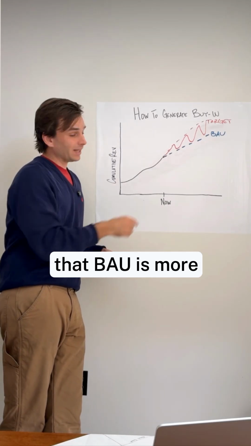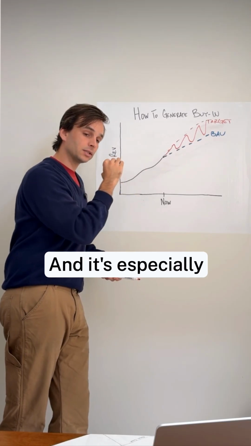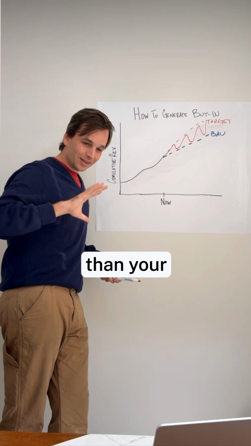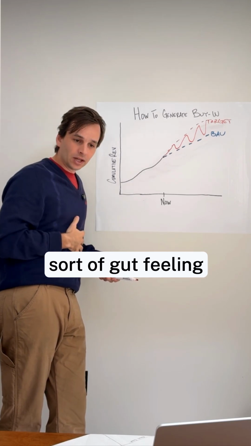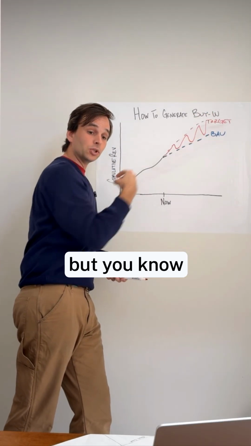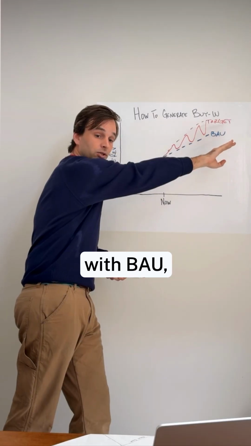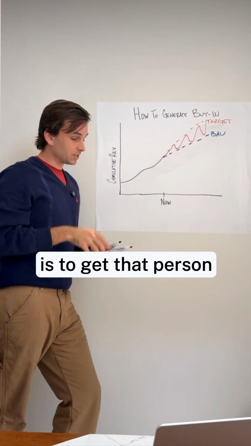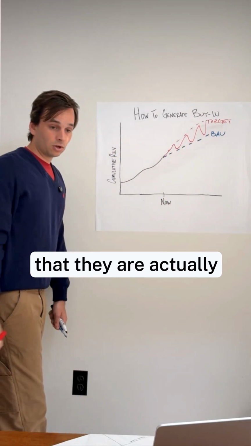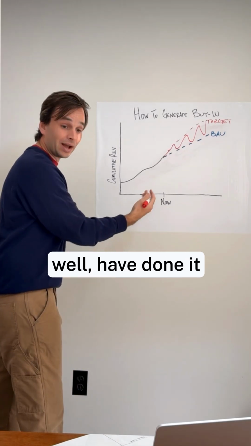I actually think that BAU is more important here than the target. And it's especially the case if the business as usual expectation is lower than your stakeholders' gut feeling about where they're headed. If that gut feeling of where they're headed is more aligned with target, but you know that unless something majorly changes, it's going to be more aligned with BAU, the most important thing that you need to do is to get that person bought in to the fact that they are actually on this path right now. And the best way to do that is to have done it before.